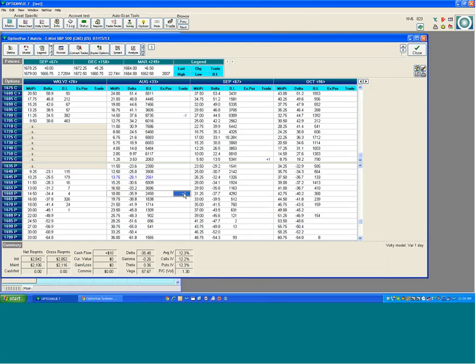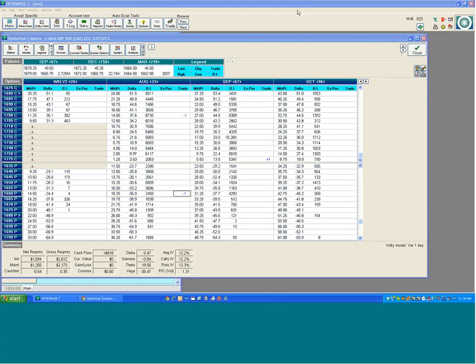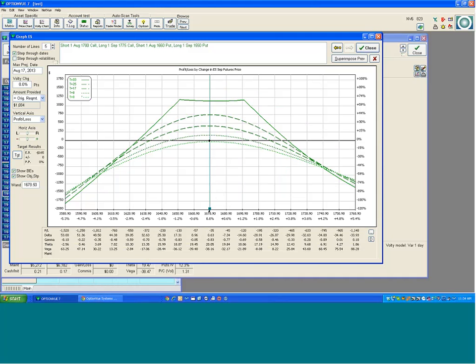Let's go back to our original position here. This was our original position. And let's take a look at what happens if the market drops in price.